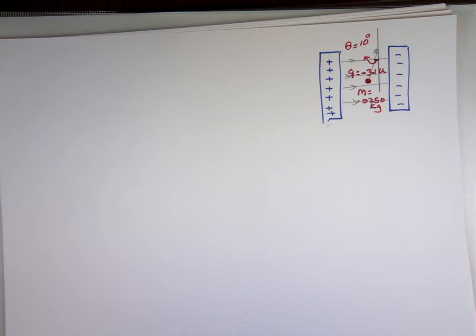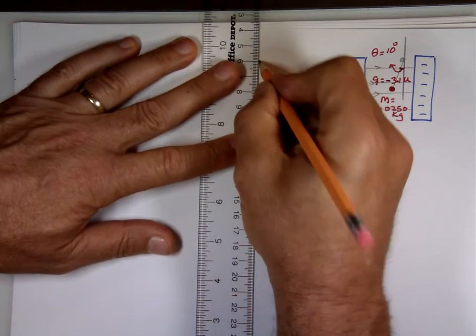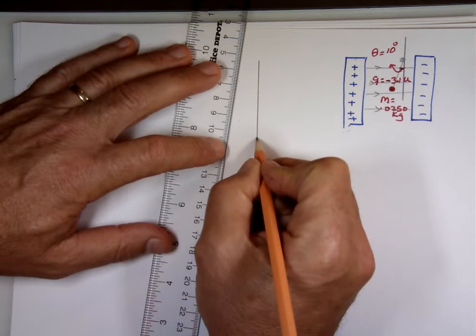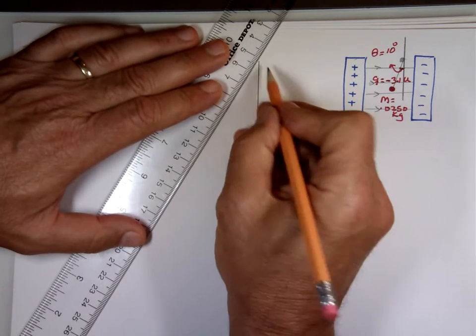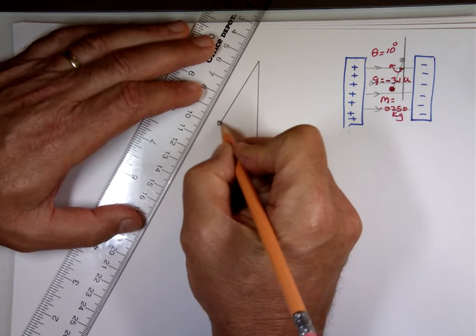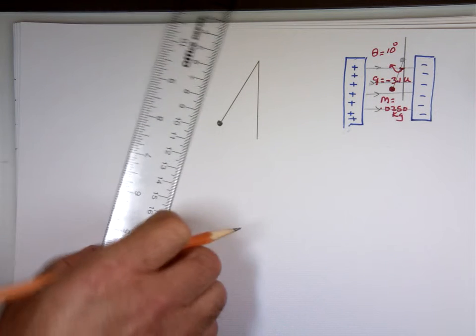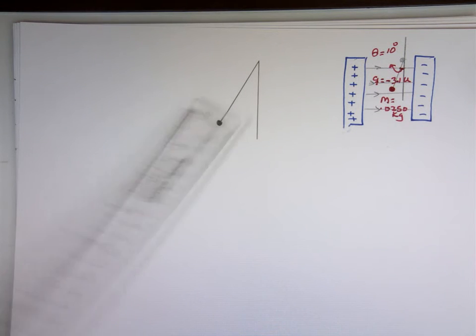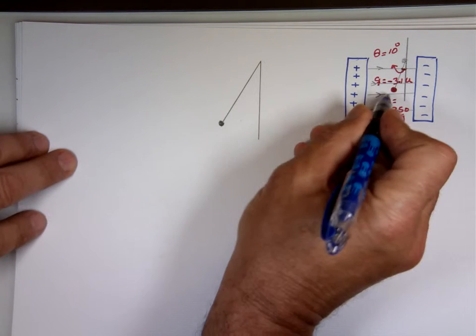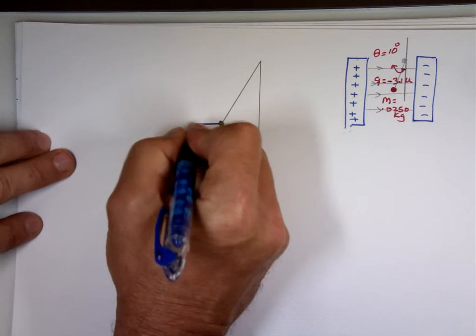And now let me take this charge and analyze it. Here's my string, it was straight down initially. The ball was right here. By adding the field, it made it go in that direction. The field is pulling on this. Why? Because that's a negative charge. If it was plus, it would be pushing away. It's pulling on it in this direction. There's a force of pulling.